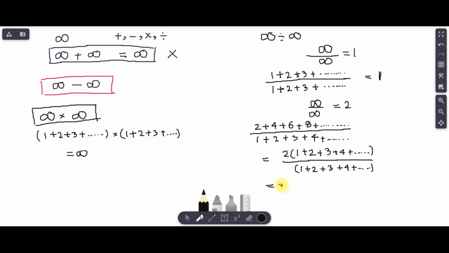So that's very interesting. Here we can take a red color and mark that infinity by infinity is also an indeterminate form, because we are not able to tell by looking at it whether the value will be 1, 2, 4, anything.